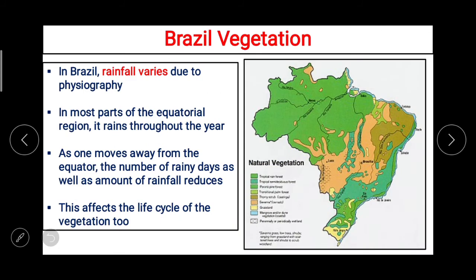Next thing, Brazil vegetation. It means that we are going to talk about the plants. In Brazil, rainfall varies due to physiography, and in most parts of the equatorial region it rains throughout the year. पूरे साल वहाँ पर बारिश होती है. As one moves away from the equator, the number of rainy days as well as the amount of rainfall reduces, and this affects the life cycle of the vegetation too. And this is the natural thing.